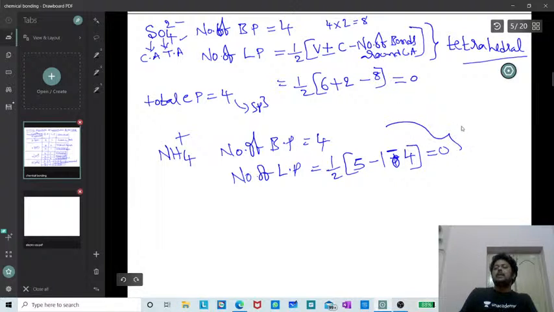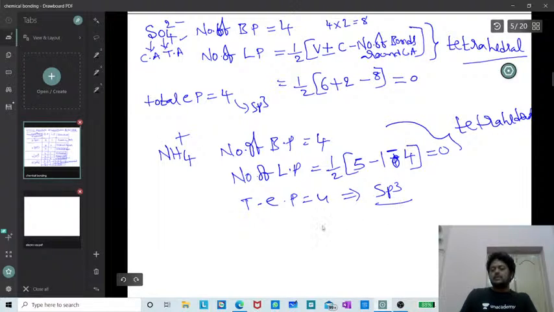So the geometry here is also tetrahedral. Hybridization: the total electron pairs is equal to 4. 4 hybrid orbitals means sp3 hybridization.